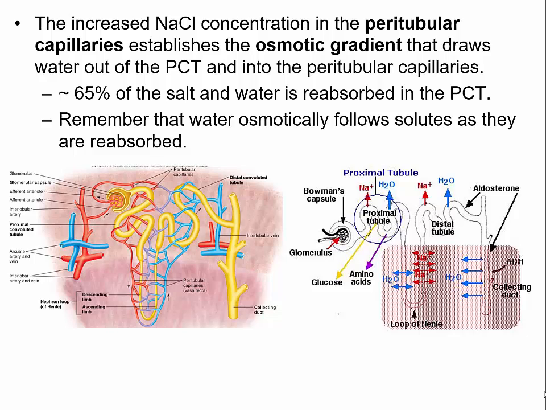As you transport the salt from the lumen into the interstitial fluid and then into the peritubular capillaries, the increased sodium chloride concentration in those capillaries creates a very high osmotic gradient for the movement of water out of the lumen into the peritubular capillaries. About 65% of the salt and water is reabsorbed in the proximal convoluted tubule. You want to star this. And remember that water osmotically follows solutes. You have that saying, water follows salt, water follows solutes. As you pump the solutes out of the proximal convoluted tubule, water is going to follow by osmosis.